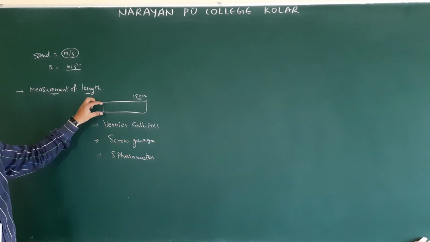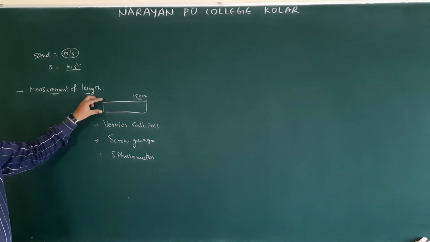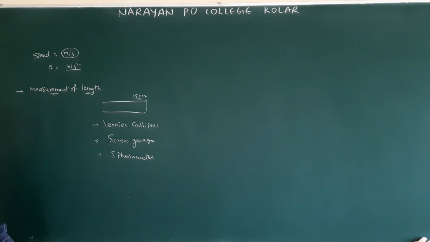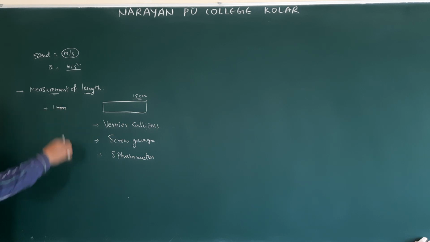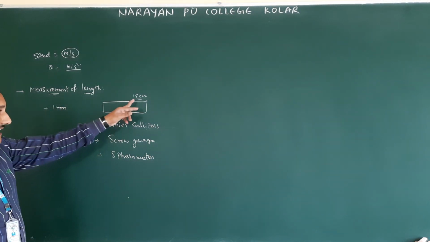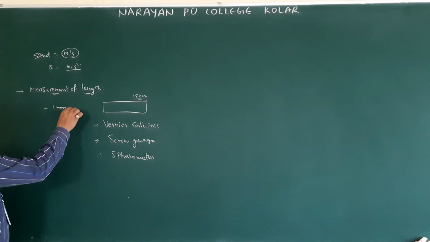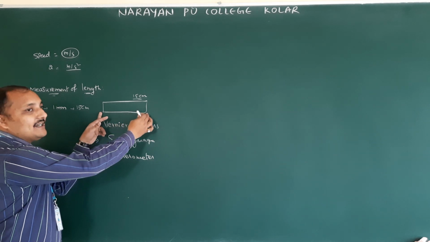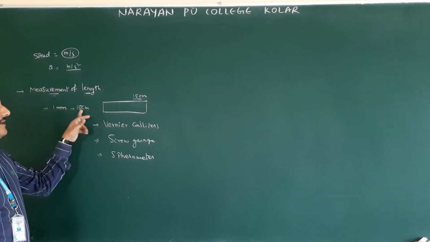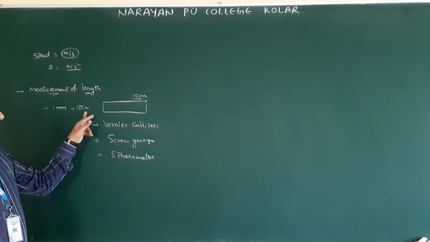All of you will know this scale. So from where to where can you measure the length? By using this scale, the minimum we can find is 1 millimeter. I am talking about the geometry box scale. The maximum we can measure is up to 15 centimeters. So a 15 centimeter scale can measure from 1 millimeter to 15 centimeters.